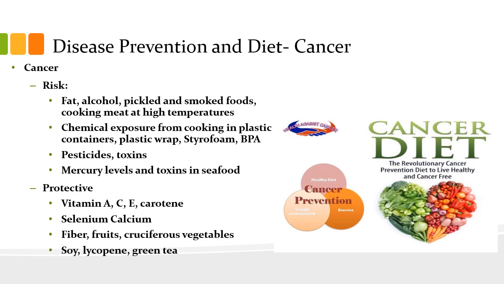Pesticides and toxins. It's always important to wash your fruits and vegetables, whether you get them from a farmer's market or the grocery store. Consider that fish contain mercury, and mercury levels and toxins are found in all forms of seafood, and some types of fish have more toxins than others.